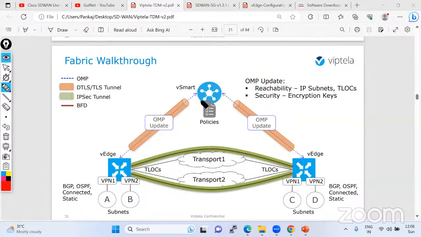So routing is going to be exchanged via the OMP, and this OMP route is going to be received by the vEdge. Once the vEdge receives the routing, it knows how to reach the device, and then it uses the MPLS transport or internet transport and builds the IPsec tunnel here. By building the IPsec tunnel, they can communicate from one location to another location.